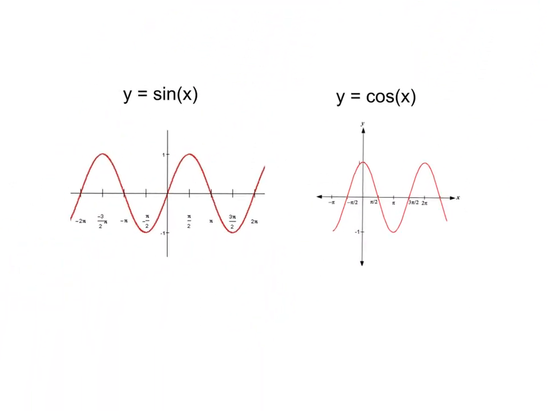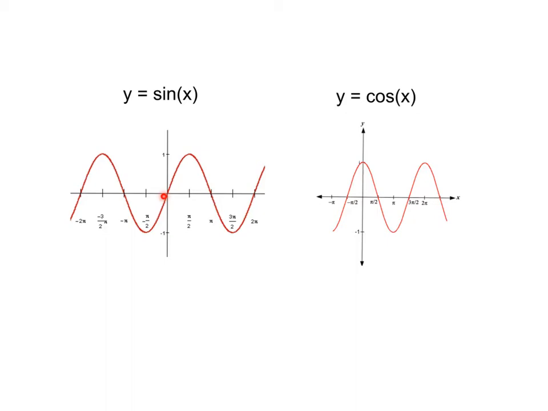All right, so here we've got our basic parent graphs of sine x and cosine x. The first thing I want you to notice is that our x-axis is in radian measure, right? We've got 0, pi over 2, pi, 3 pi over 2. So our x-axis is going to be in radians. Same thing on the negative x-axis. So let's take a look at sine first.